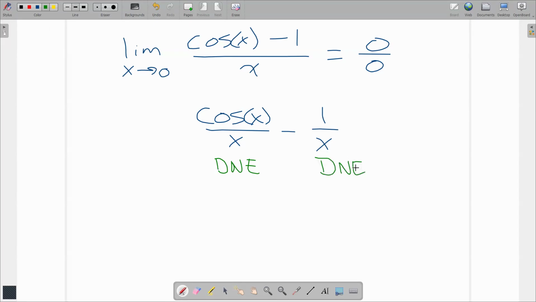The answer is no. We saw an example like that the other day where we did some algebra and all of a sudden it did exist. So this right here is useless. That's a dead end. What else can we do?